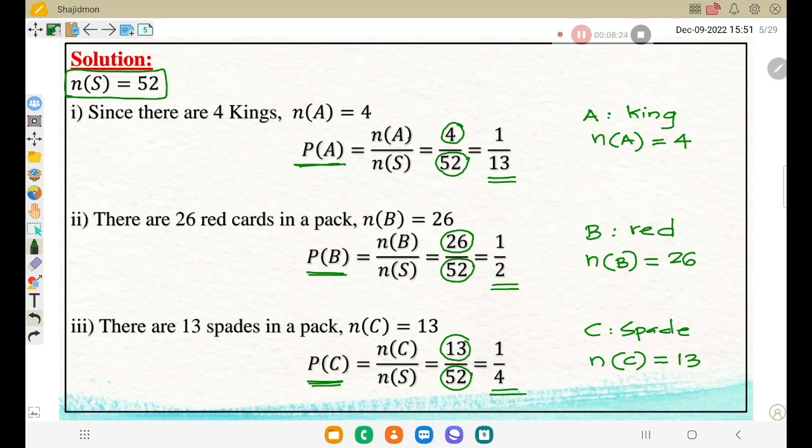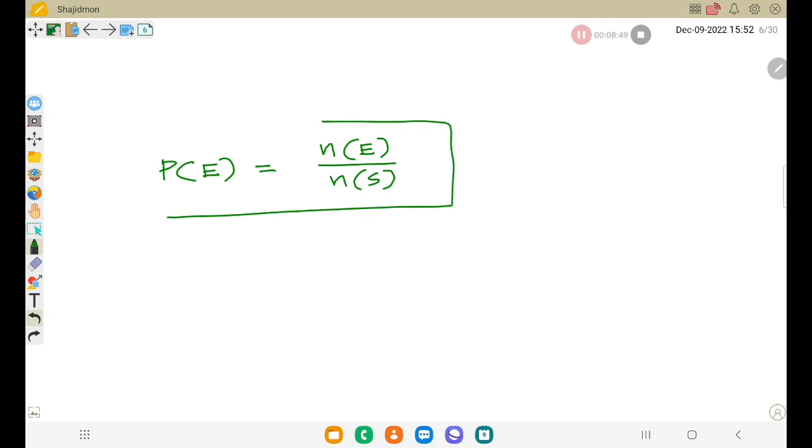So probability of any event, correct? Probability of any event E or A, B, C, any capital letters you can use for representing an event. So probability of an event means the number of outcomes favorable to the event E divided by the total number of outcomes in the sample space S. So this is the simple definition of probability theory or probability.